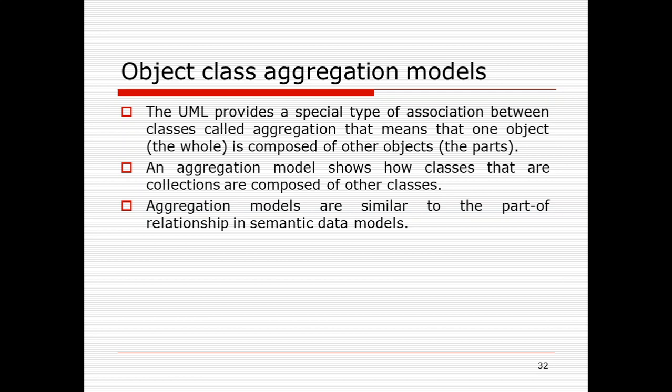So the composite object is the whole object, and it is composed of other objects which can be considered the parts of the previous object. Basically, the aggregation model shows how classes are collections of, or composed of, other classes. So this is what the aggregation model means.